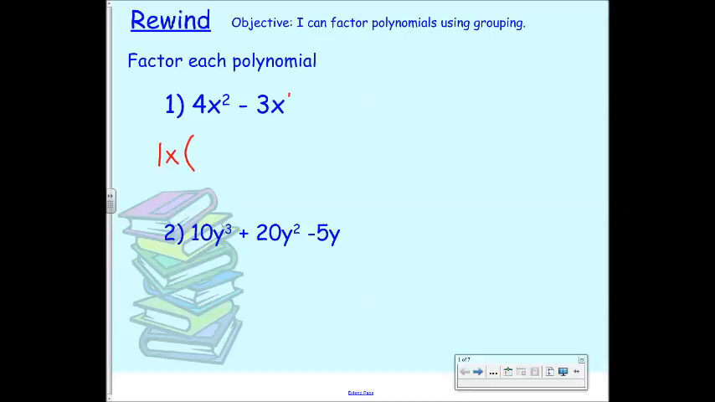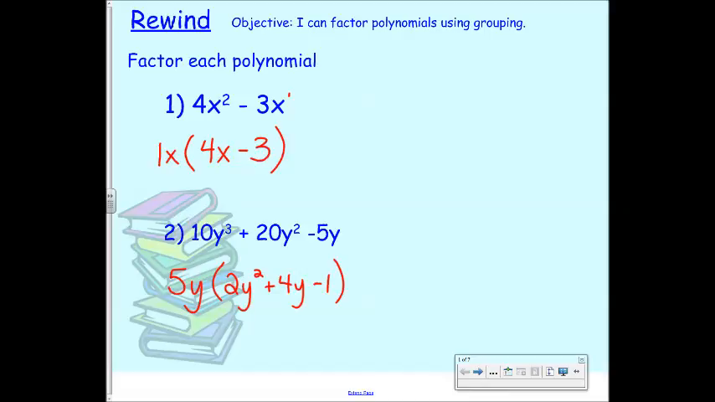And then what do you get inside your parentheses? 4x, because you took 1x away, minus 3. Good. And there's no x here because your x was pulled out right there. What was your GCF for number 2? 5y. So then what does that leave you with inside the parentheses? 2y. Minus 1. Good, because 5y goes into 5y one time.